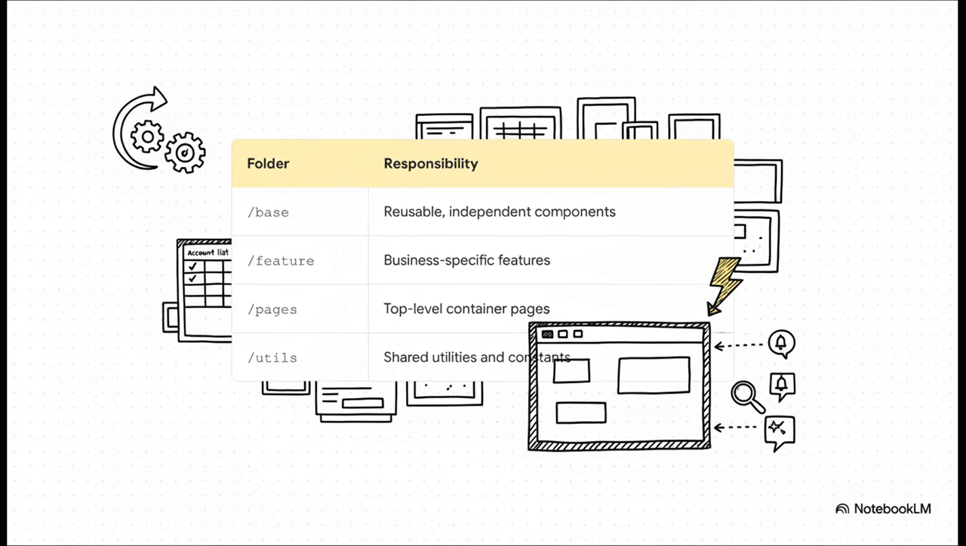Look at this structure. Every folder has a very specific job. The base folder, that's for your totally reusable, independent stuff, like a loading spinner you might use anywhere. Feature, that's for the components that do the heavy lifting, the actual business logic, like our account list. Pages are the big containers, the things you actually drop onto a Lightning page. And finally, utils is for all your shared helpers, like a little function to pop up notifications. This separation of concerns, it's the secret sauce to keeping your code from turning into a tangled mess.